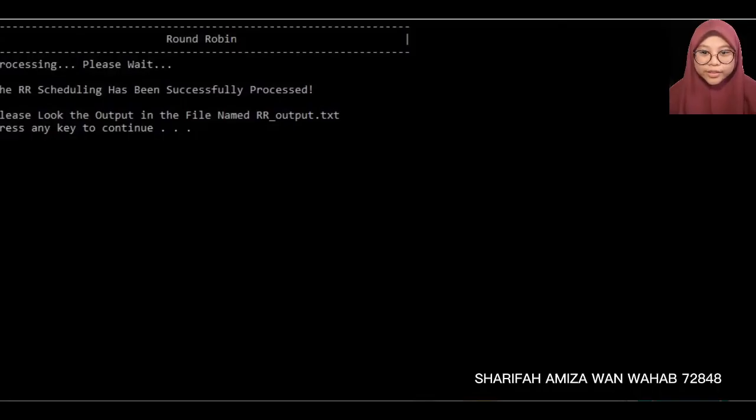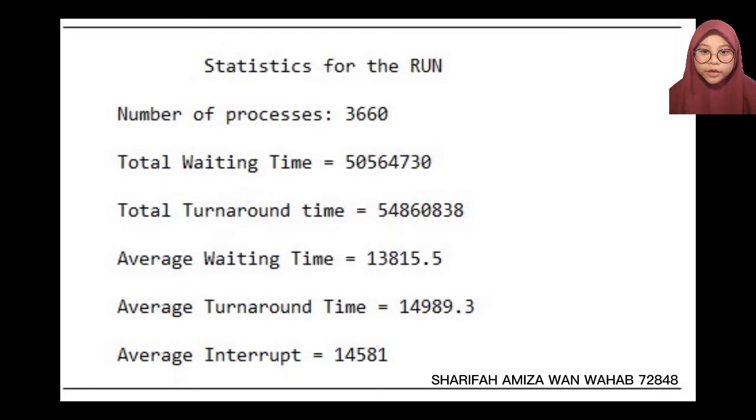This is the execution for round-robin algorithm. The output will show in RR output text. The result will show the average of waiting time, turnaround time, and number of interrupts for round-robin algorithm.